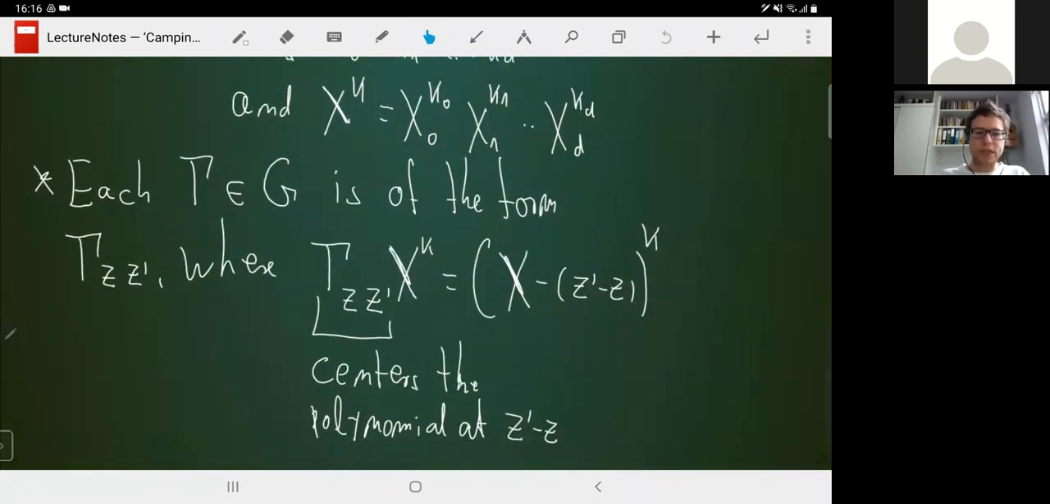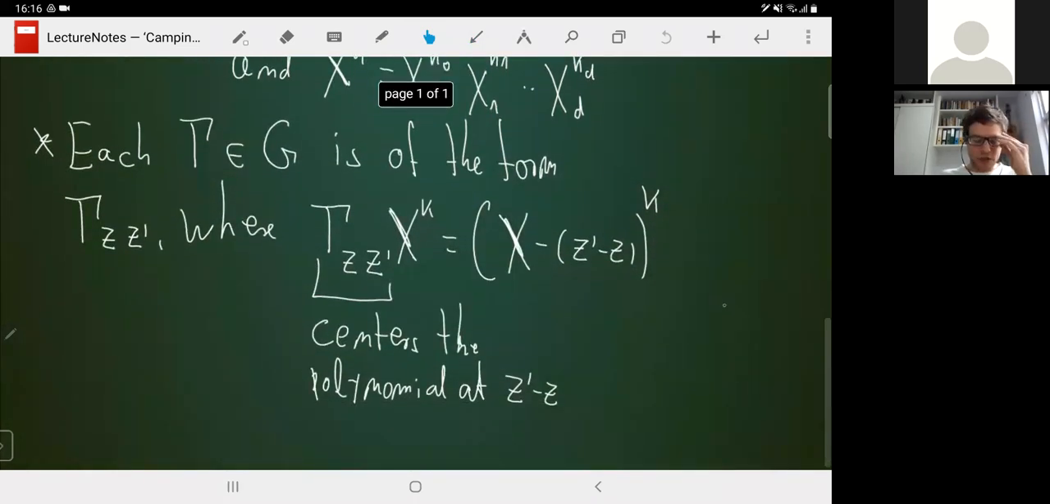So what is this G? Well, all elements of G are of this form gamma z z prime. And essentially what this gamma z z prime does is it recenters the polynomial. We'll see in a second why we need this. So this is really the definition: take the polynomial and recenter it around the points z prime and z.